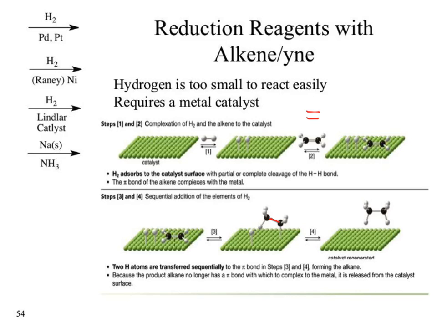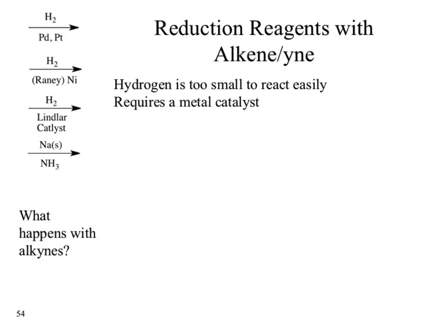If you have stereocenters in your product. If you don't have stereocenters, then don't worry about it. Okay? What happens if we have an alkyne? Same thing, except more. Should do it twice. Okay? Because, well, there's 2 pi bonds. Okay? So I can do it twice.